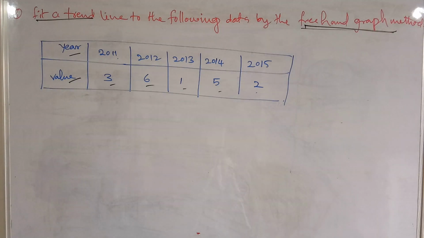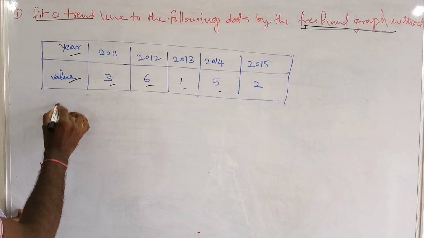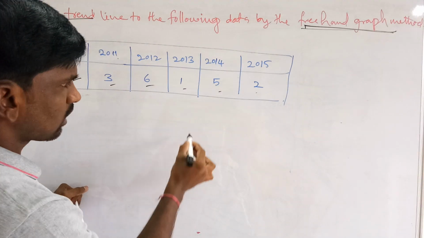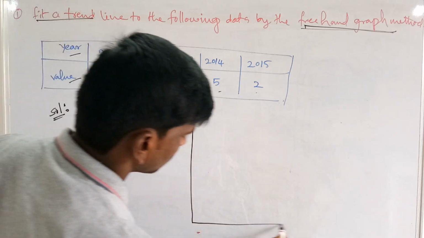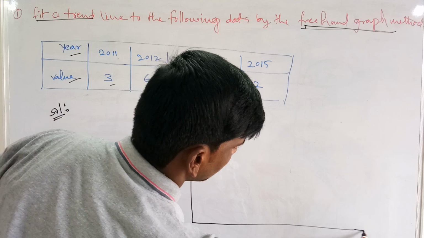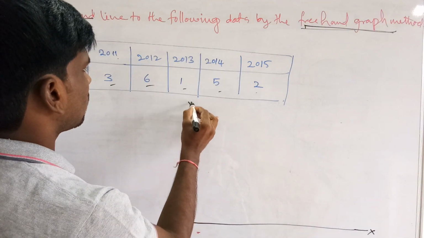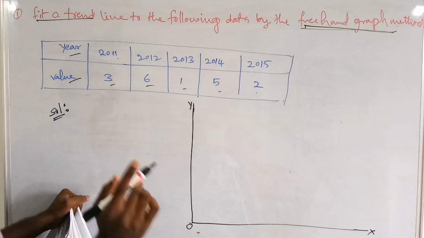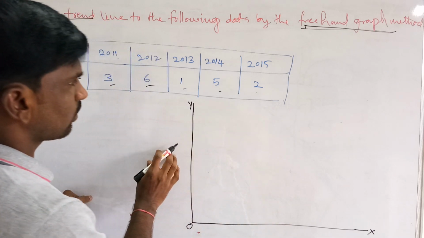Already we know how to draw a graph in this method, right? Here the solution of this problem is very simple. First we have to draw a graph. This is the x-axis, this is the y-axis. Here, as already discussed, we take time on the x-axis and values on the y-axis.